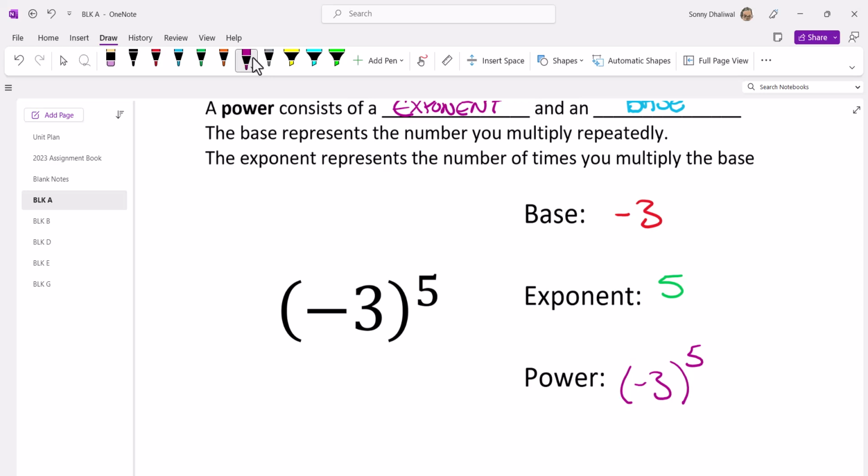Yes, Sammy? Is it just 3? No, it's not. What is it? The brackets. You need the brackets as well. Now, the way you identify the base is you look at the exponent and whatever is immediately to the left of it is your base. So I have this 5 sitting here.